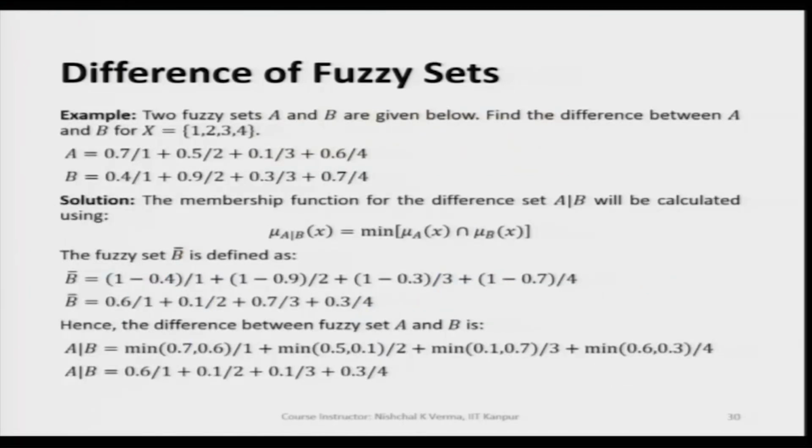All right. So, we take some more examples here to understand the difference of fuzzy sets better, and here we have two discrete fuzzy sets A and B, and if we apply these conditions, we can get this as the outcome of the computations, and this is the difference between the two fuzzy sets A and B.